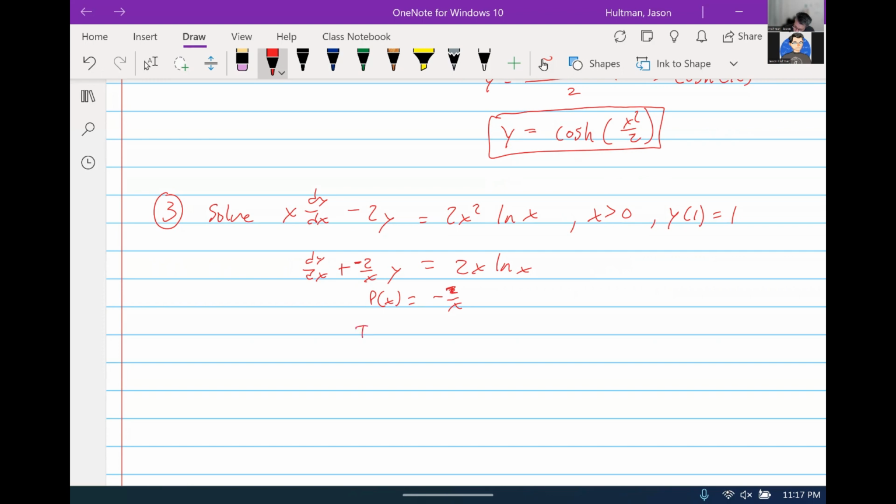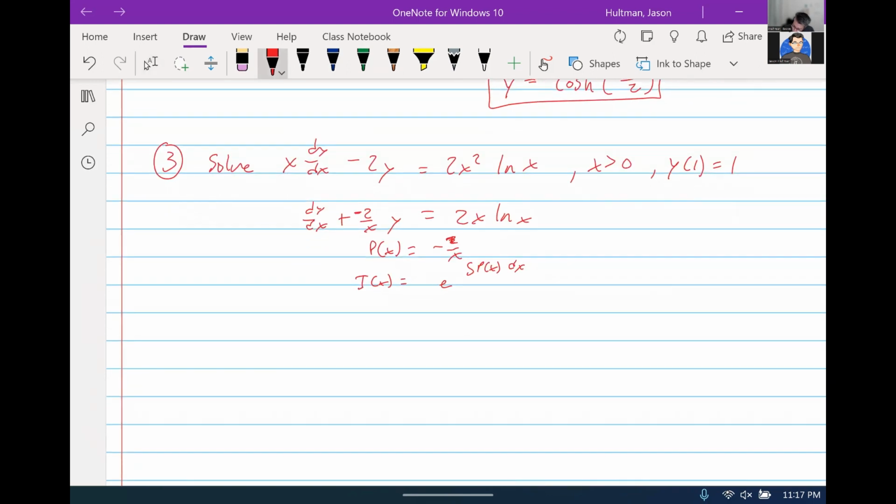Okay, so what's I of x going to be? I of x is equal to e to the integral of p of x dx, right? So this is going to be equal to e to the integral of negative 2 over x dx. I could pull the -2 out if I wanted to. E to the -2 integral 1 over x dx. That's going to give me natural log of x, right?